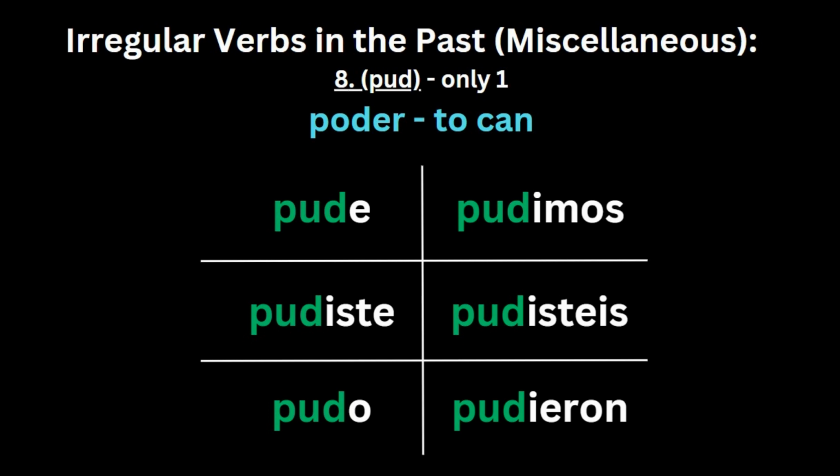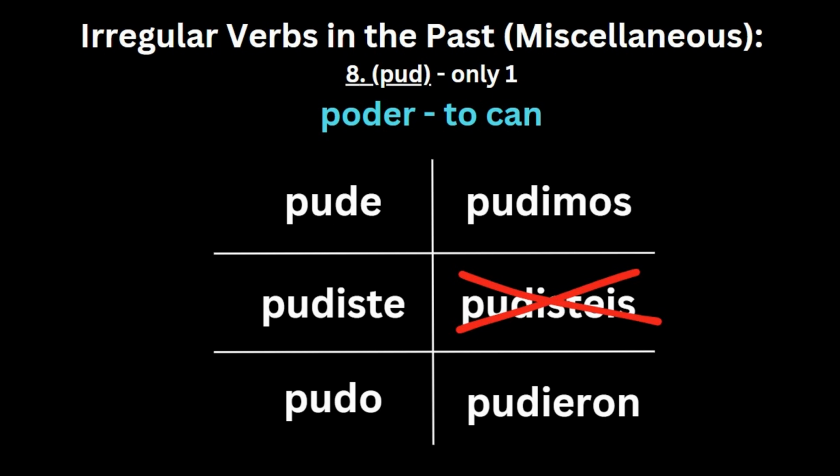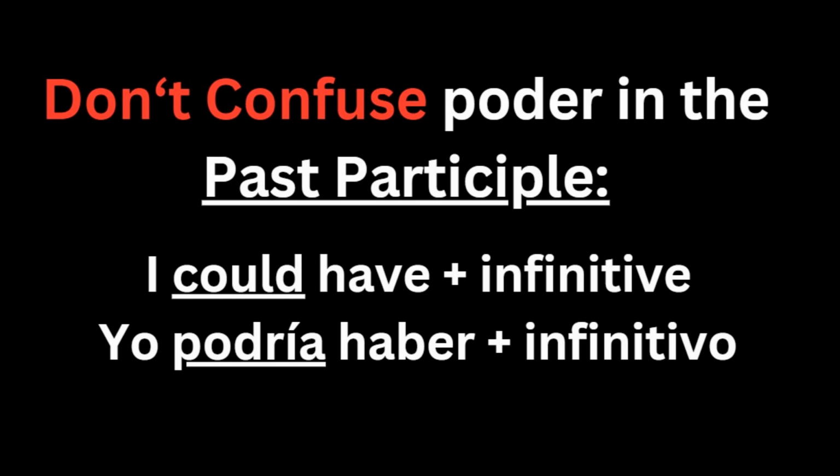Next up, there is the verb poder, which is the only verb that has the pud pattern in the past. Yo pude, I could, tú pudiste, you could, and so on. I recommend knowing all pronouns except vosotros because poder is a very useful verb in the past tense, but one important rule to remember with poder in the past simple is that it's only used for actions that happened in the past and that stayed in the past. It's significant to not confuse it with a phrase like I could have plus an infinitive because this would be the past participle in Spanish, which is a topic for a future video.